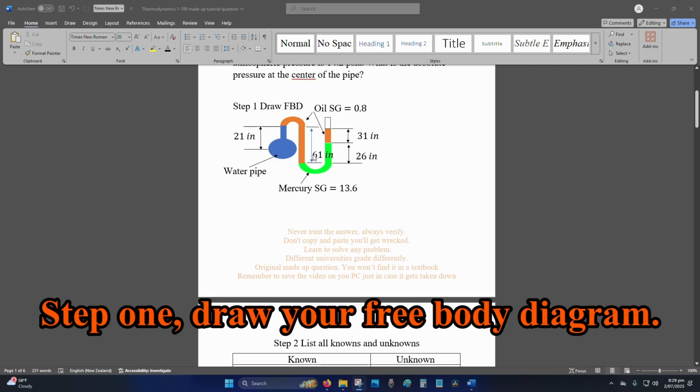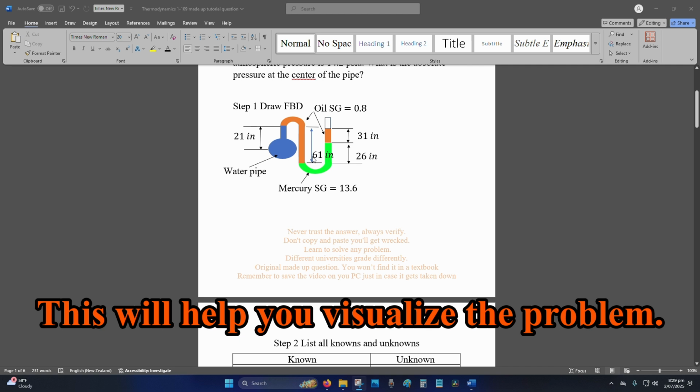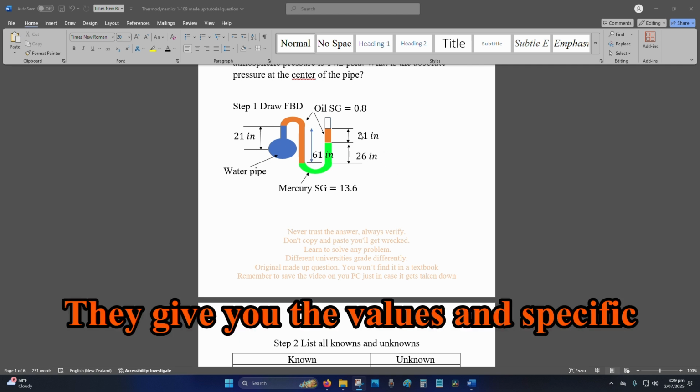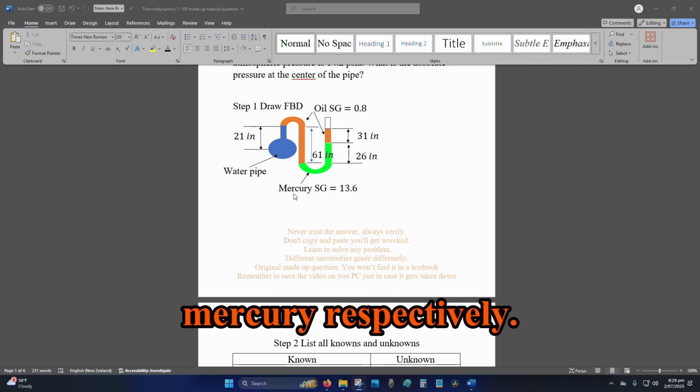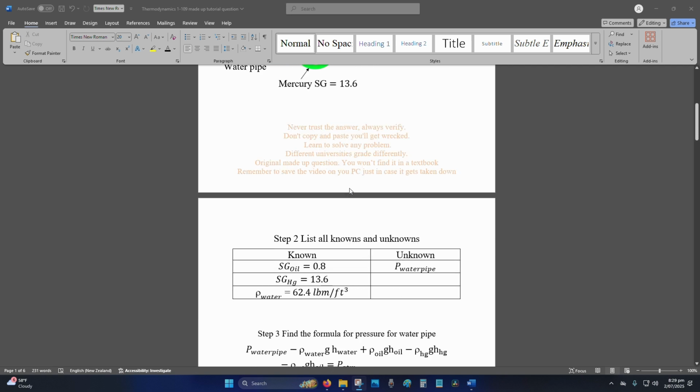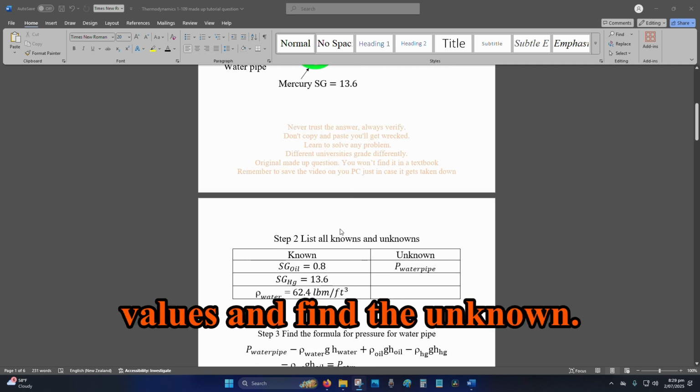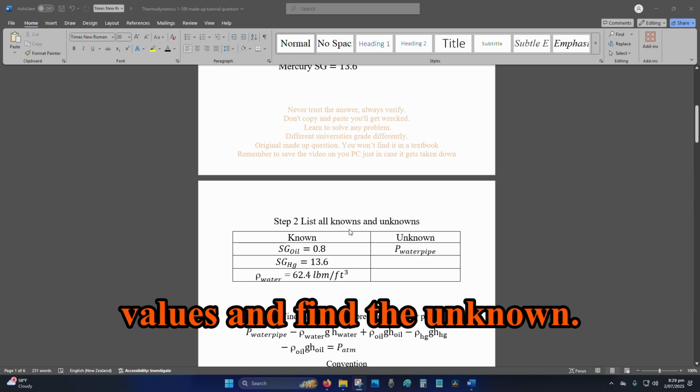Step 1, draw your free body diagram. This will help you visualize the problem. They give you the values and specific gravities of oil and mercury respectively. Step 2, list all the given values and find the unknown.